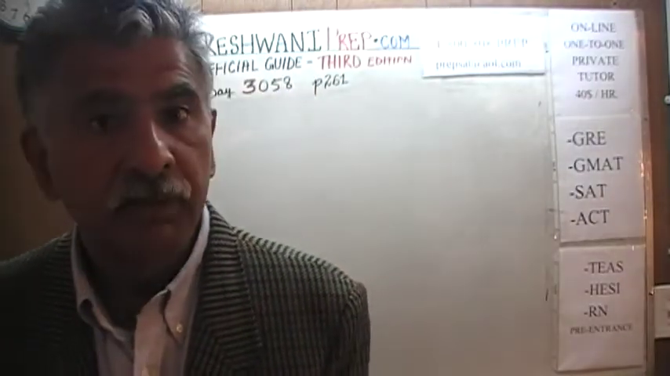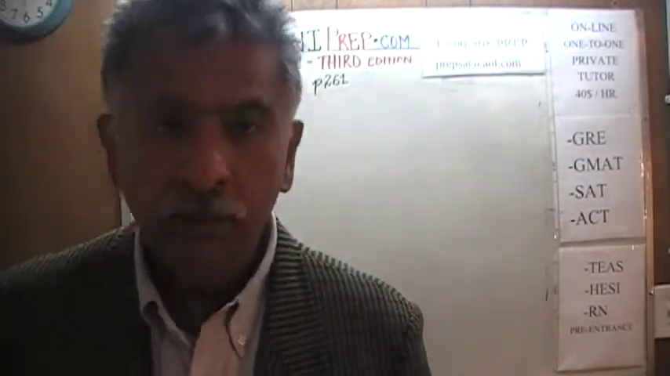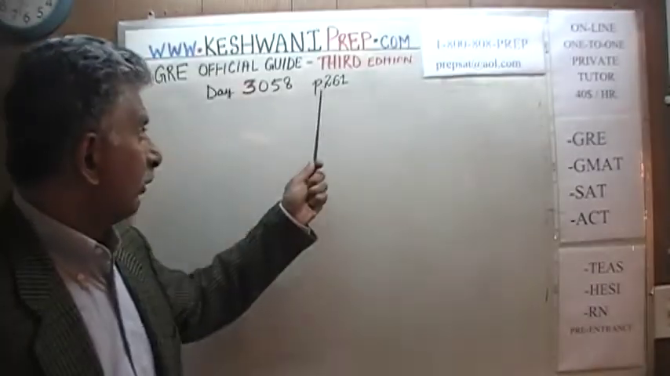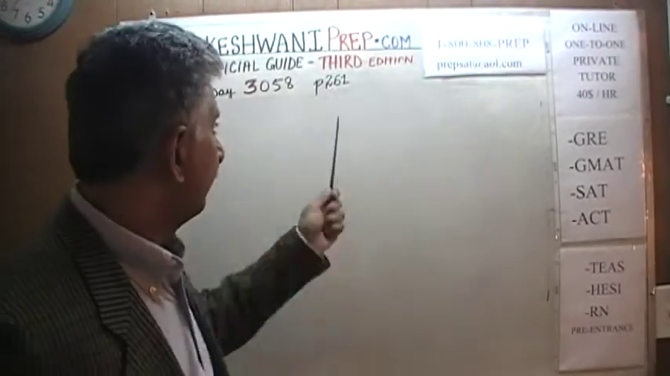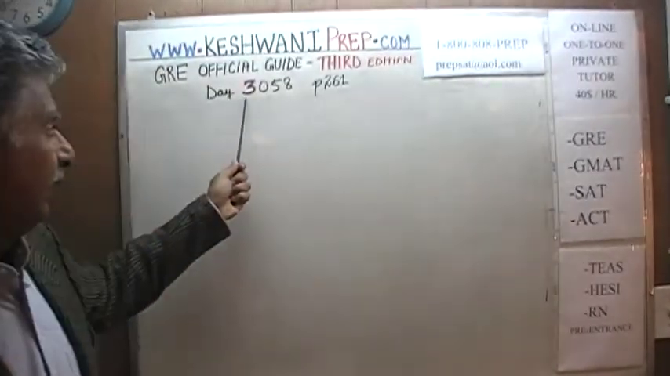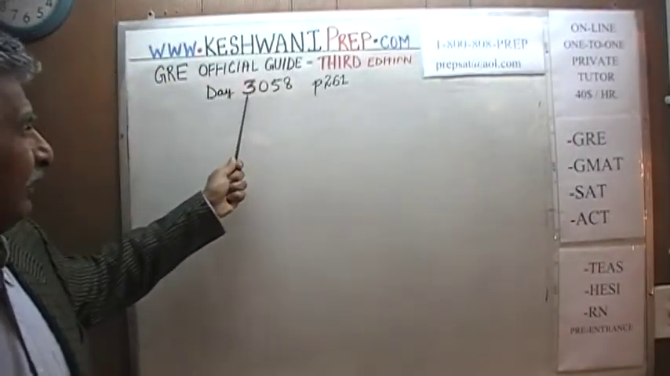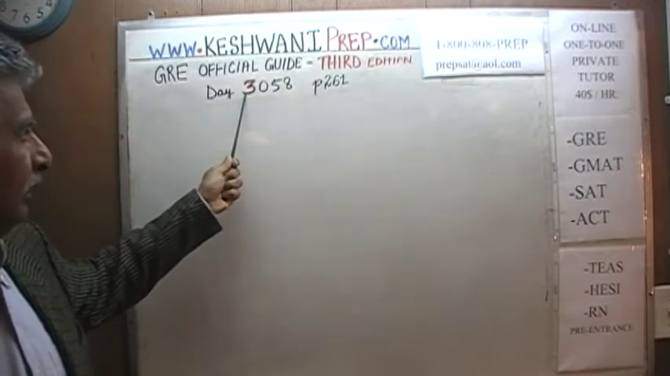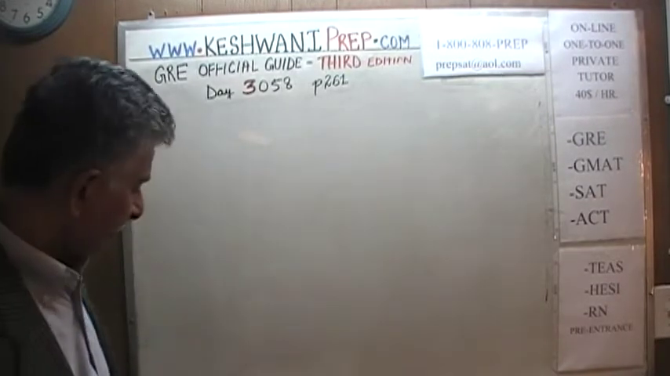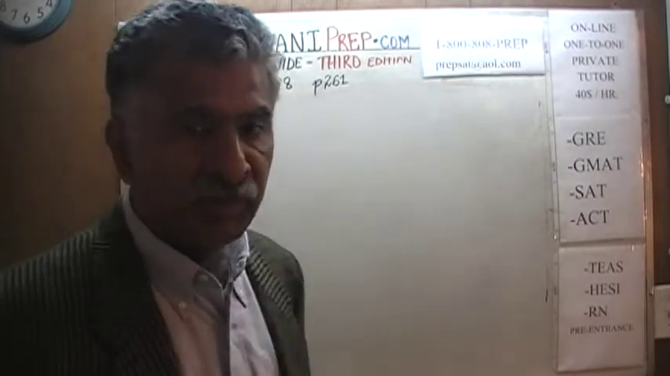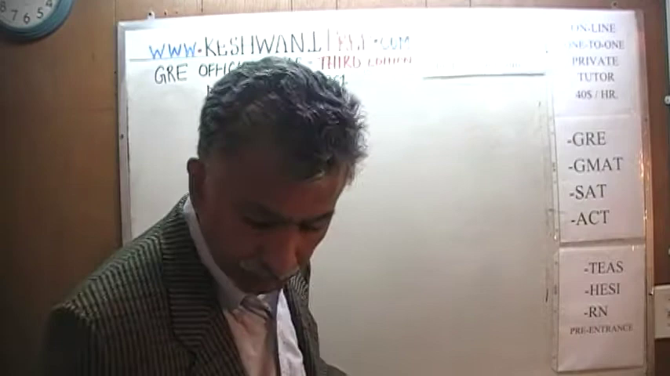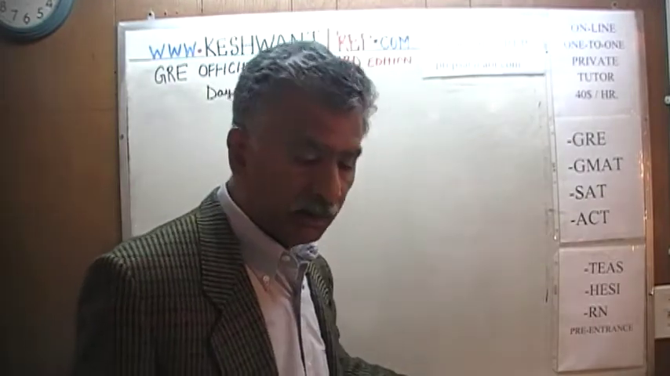Today is our lesson number 58, and we are on page number 261, and day 3058. The 3 is to signify that we are in the third edition, day 58, on page 261. The very last problem that you see on the page is problem number 7. We did the first 6 already. Take a look at it under the algebra exercises.